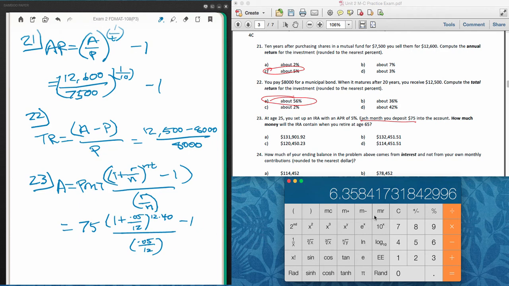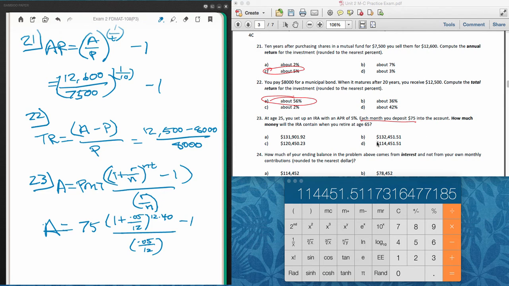Divide that by the value I just have on the memory. So divide by the memory recall. And so that'll give me 1526. And we're going to take that whole value times the 75 for a total of 114,451. That's the amount of our investment over 40 years.